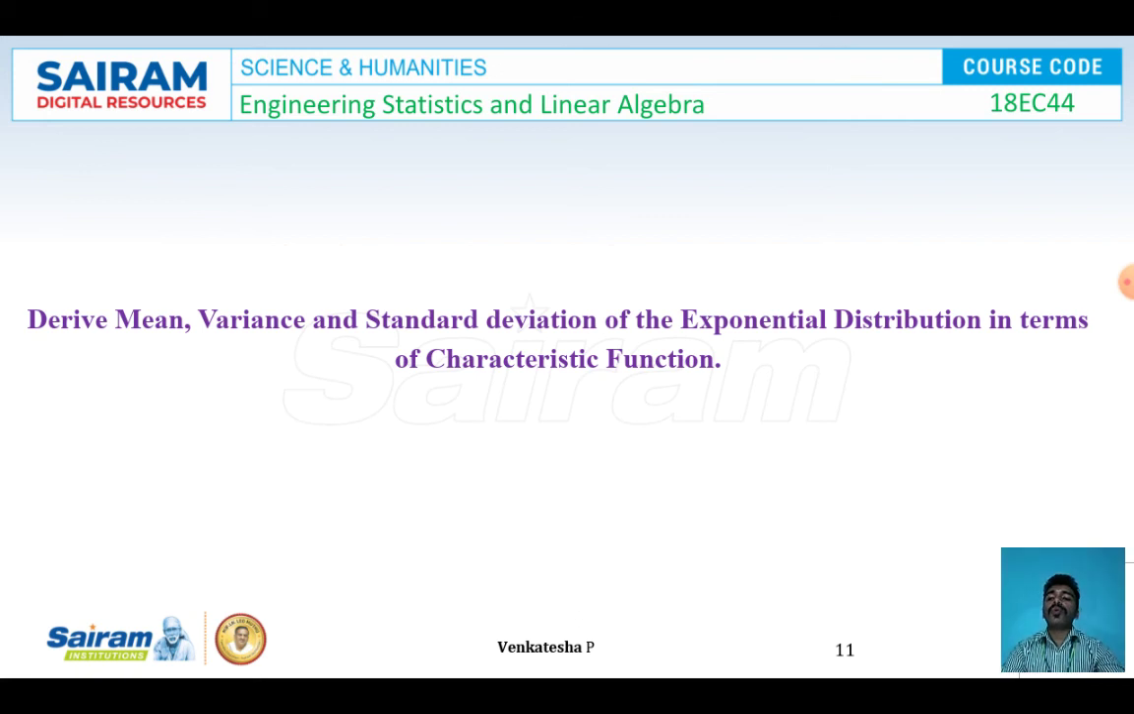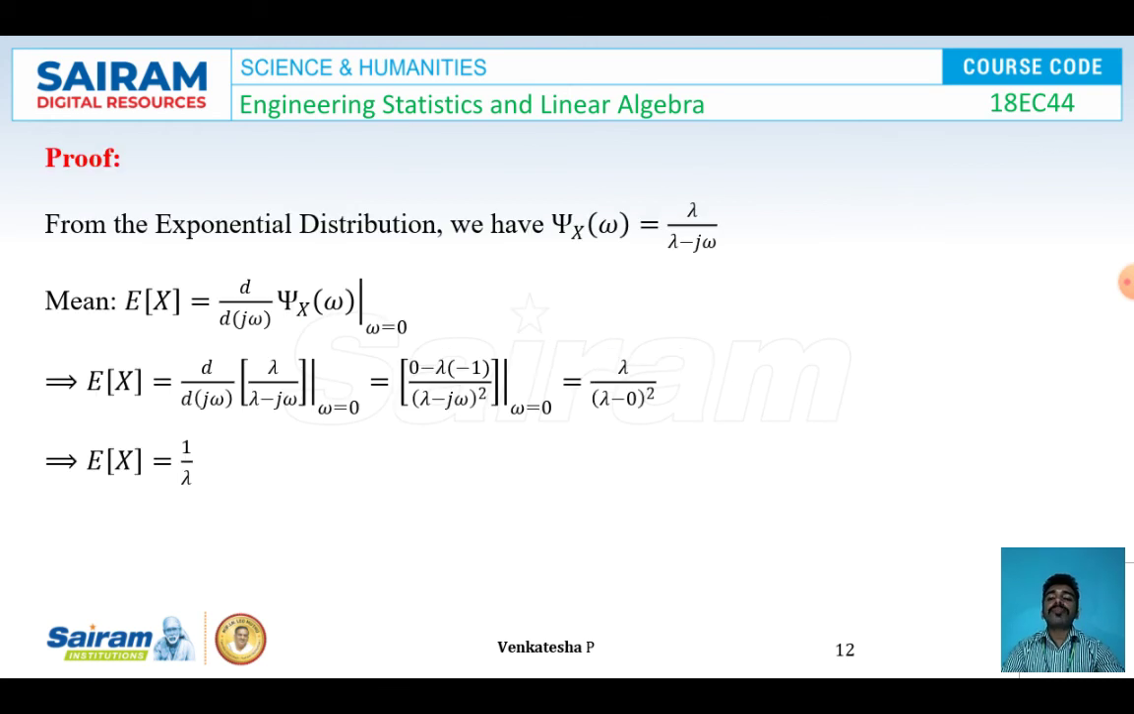Now I am going to derive the mean, variance and standard deviation of the exponential distribution in terms of the characteristic function. To prove this, I am taking the exponential distribution in terms of the characteristic function only, which is given by xi x of omega equal to lambda by lambda minus j omega. To find the expectation or mean value, the formula is d by d j omega of xi x of omega at omega equal to 0.